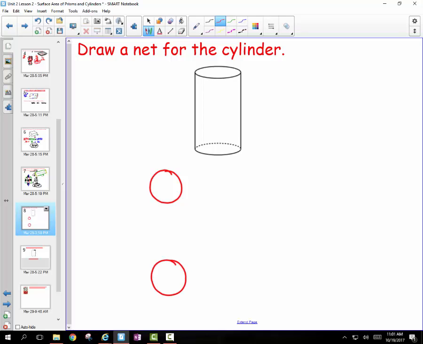I've got the bottom and the top, and these two circles should be the same. In fact, maybe what I'll do to make sure we understand that these two circles are the same, we'll actually get that same exact circle and we'll put it down here. Now the question becomes, what's that other face?